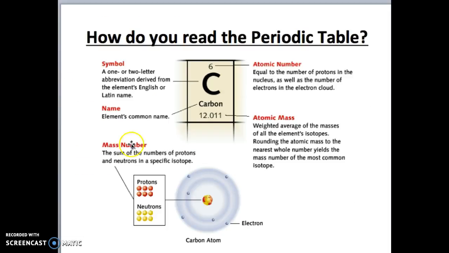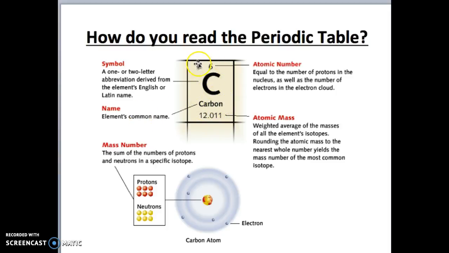So right here is a zoomed in picture of the carbon portion of the periodic table. The first thing you might notice is a big letter. We call this the chemical symbol. It's usually one or two letters, and it's an abbreviation of the actual element name. So C for carbon. Underneath the symbol, you'll find the actual name.